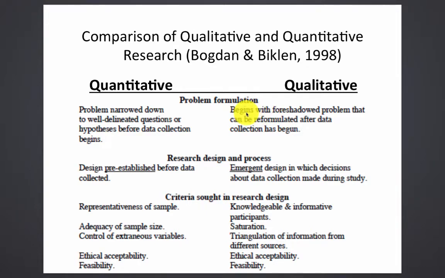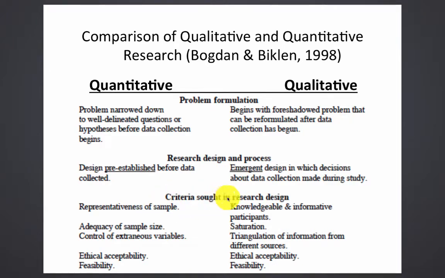It might not be as detailed in terms of how it's described. You start with a foreshadowing of the problem, and it can be reformulated after data collection has begun. So there's this iterative process, whereas this is pretty much defined at the outset, and the methods play out from there in a very linear fashion. Research design and process differs in the sense that design is pre-established before data is collected, much like we just talked about. Emergent designs is the idea that we can change the way we're analyzing or collecting the data during the study.